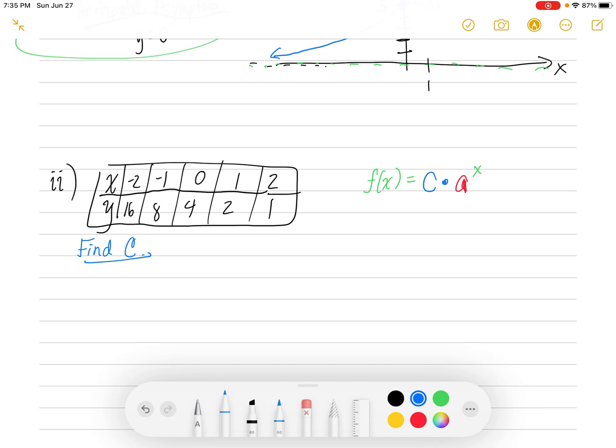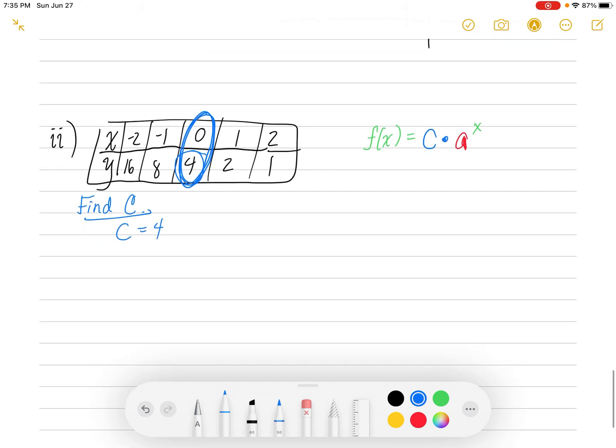A is red. So I'm going to find out the c first. So how do we find c? Well, the quick way to find c is look here at the y-intercept, and the c is going to be the y value at the y-intercept. So c is going to be 4. It's a really quick way to do it.